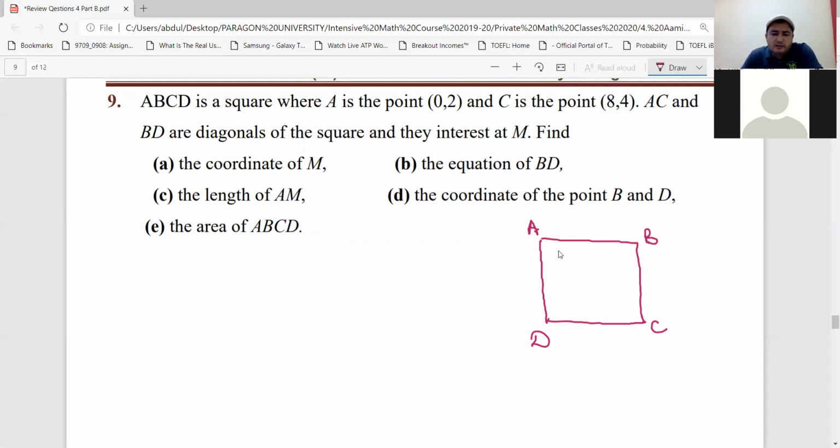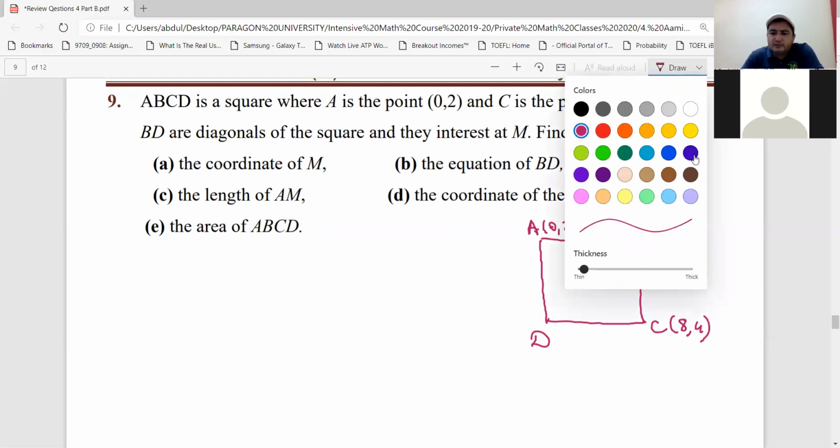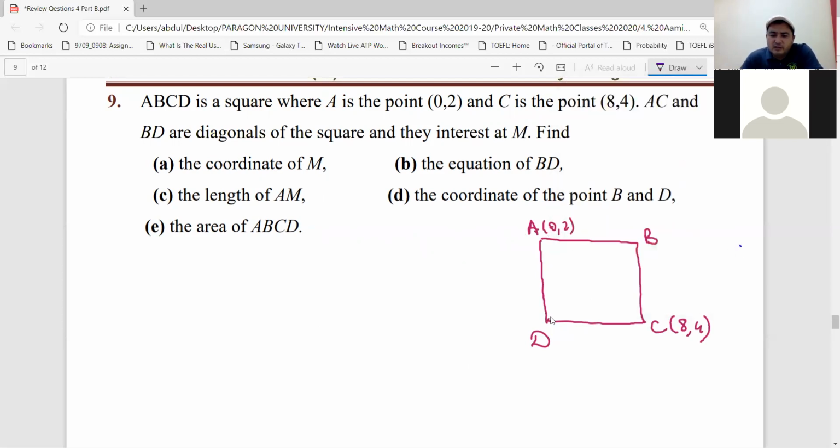So ABCD is the square where A is 0, 2. So coordinates of A are 0, 2. And C is 8, 4. AC and BD are diagonals of the square and they intersect at M. Okay, good. So these are the diagonals. If you join them, they intersect here. That is M.